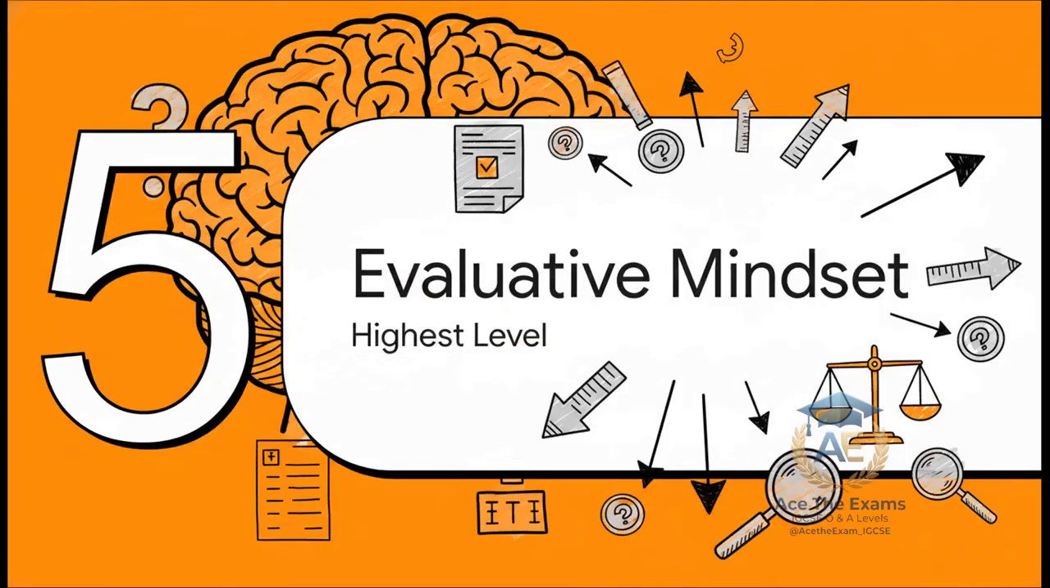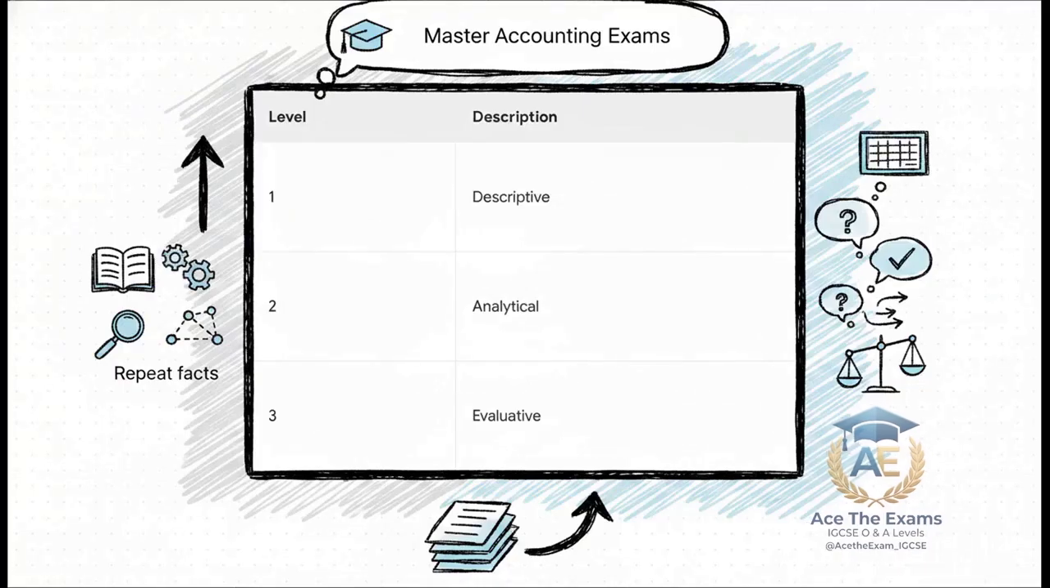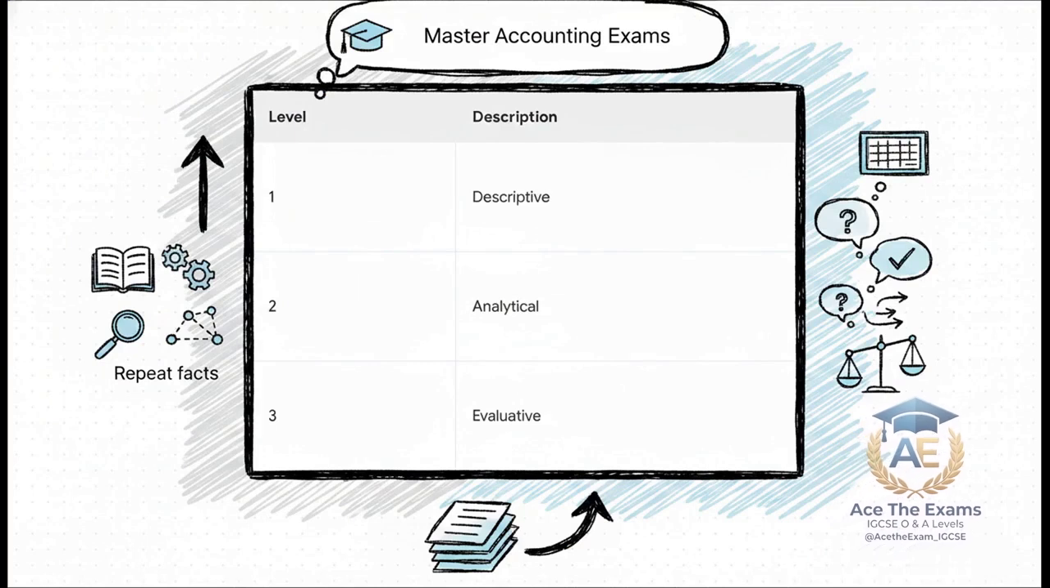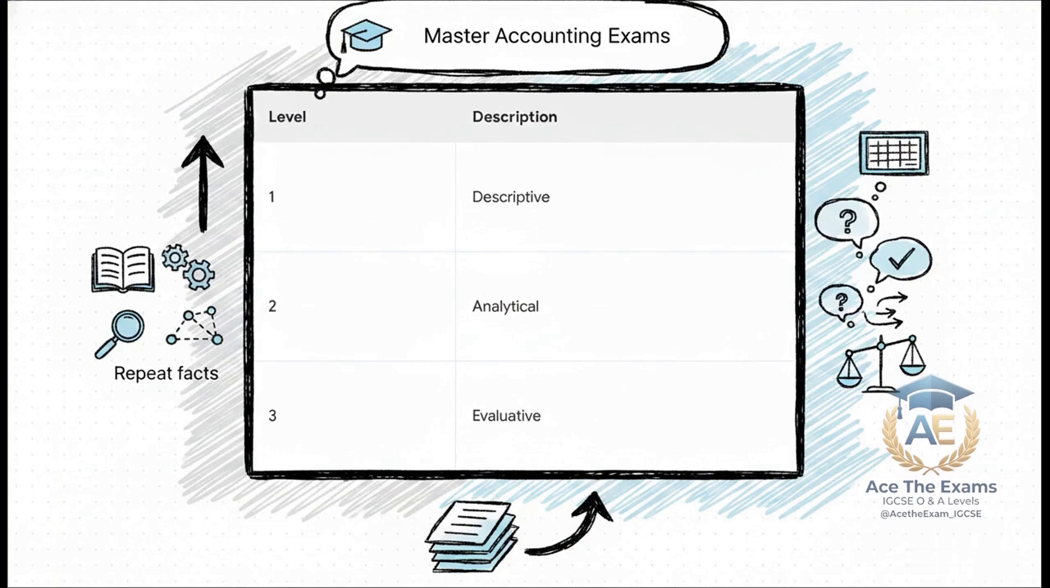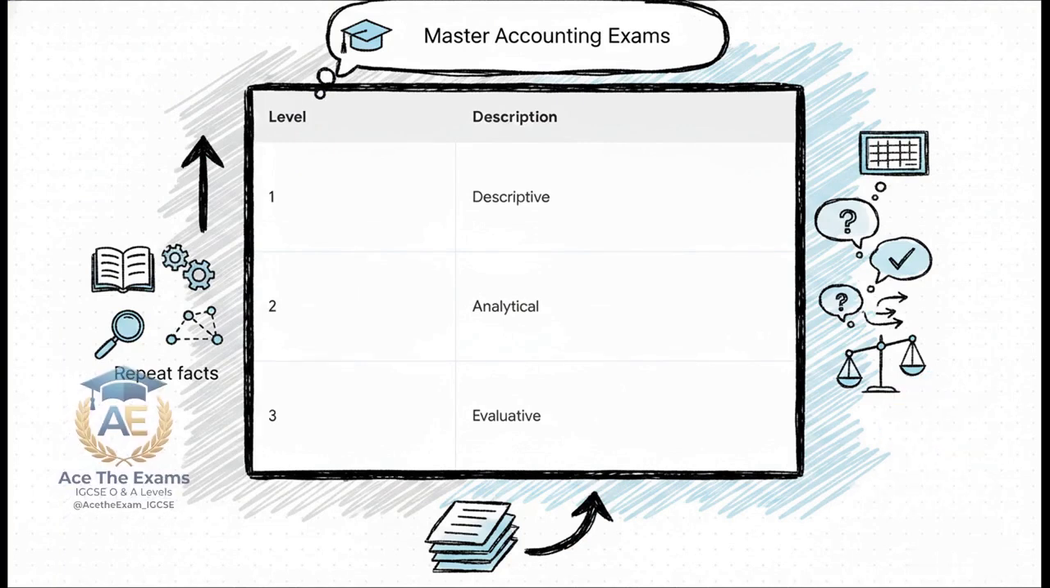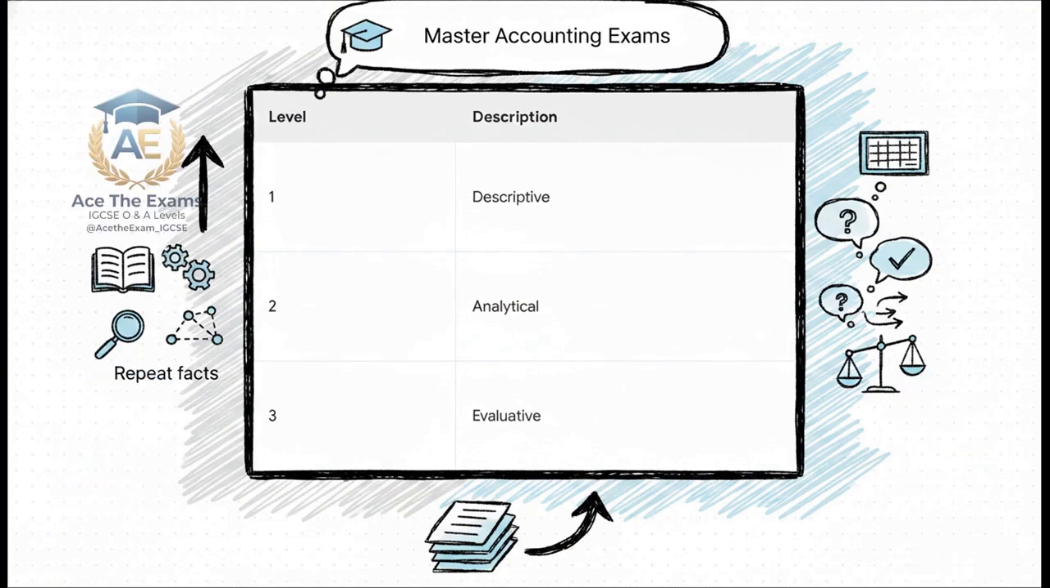Section 5, the evaluative mindset, highest level. This is the final piece of the puzzle. This is the secret to unlocking the higher-order assessment objectives, which separates students who just crunch numbers from those who truly understand accounting as a language of business. To hit those top marking bands, you must physically move up the evaluative framework.